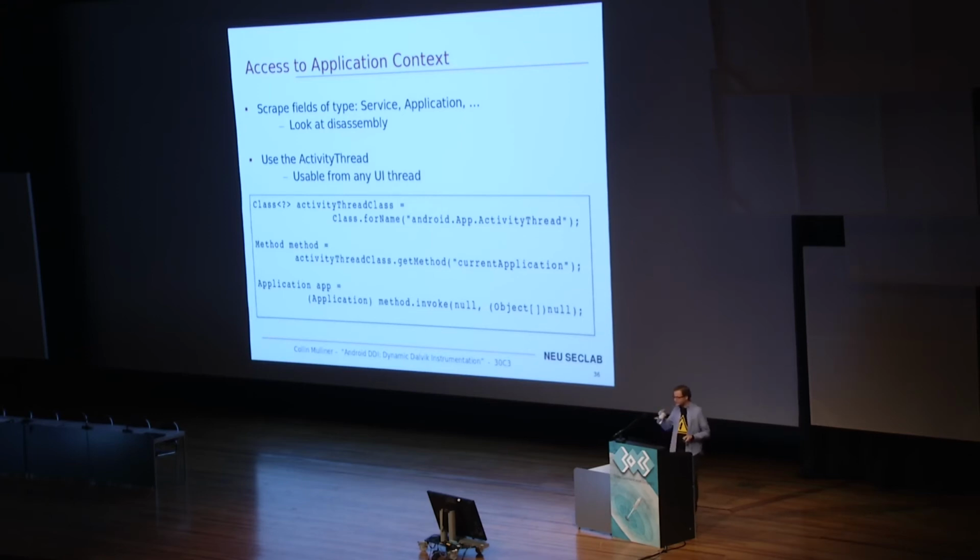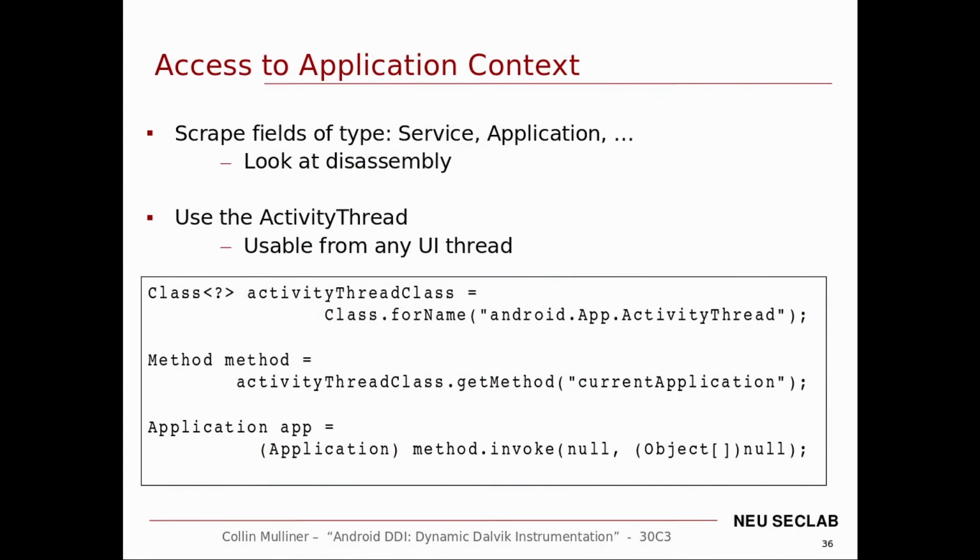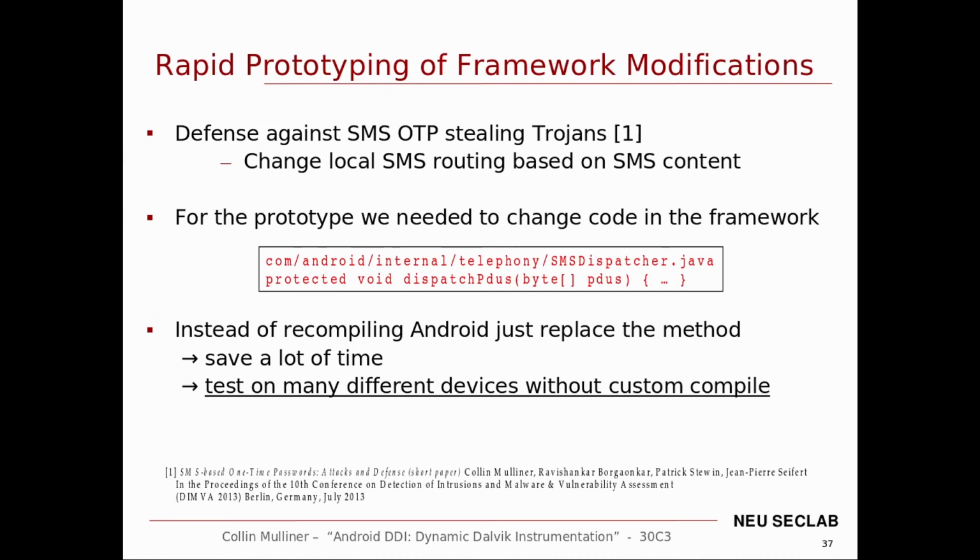But if your code basically runs in a UI thread, you can also just use this activity thread, and from this activity thread, you can get a pointer to an application context very easily. So it really depends on where you instrument, how your instrumentation code looks, if you're running in the right thread, and so on.